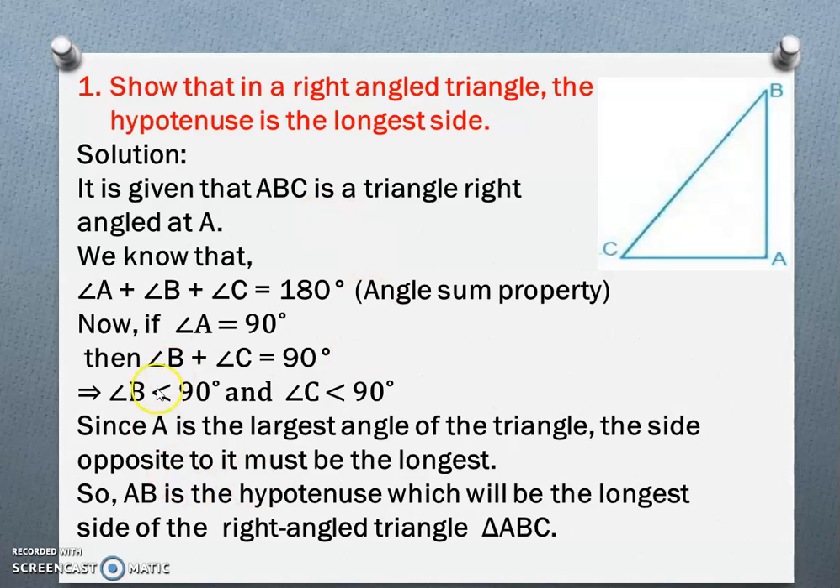Which means that angle A is the biggest angle. If it is the biggest angle, then the side that is opposite to this angle must be the longest side by the inequality property. Therefore, the side that is opposite to the right angle is nothing but the hypotenuse. So the hypotenuse is the longest side in a right angled triangle.